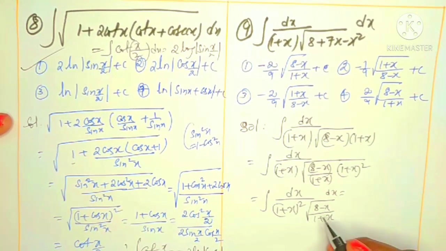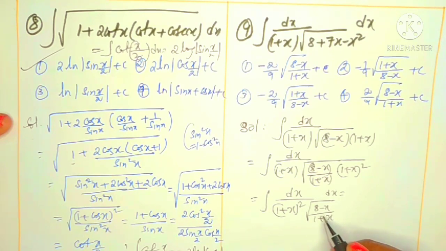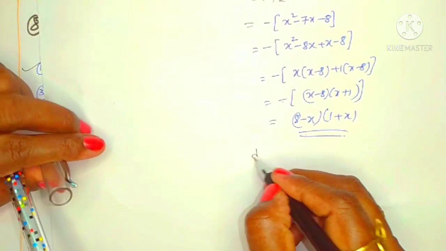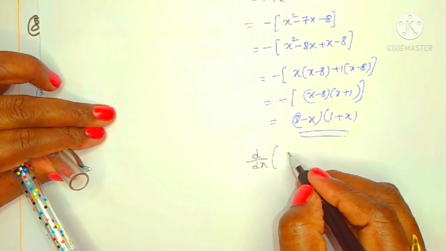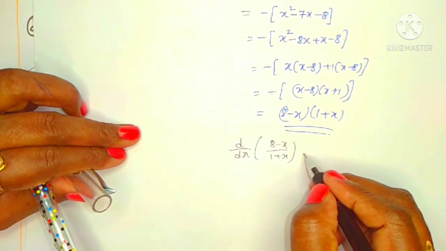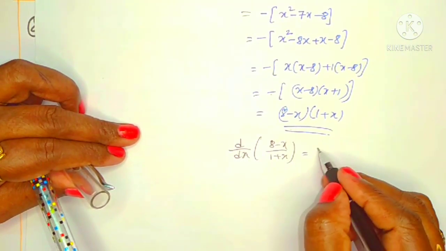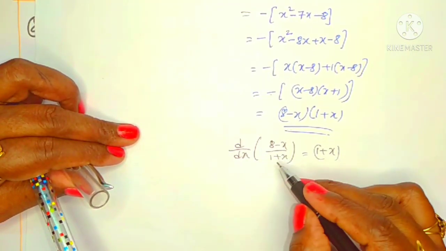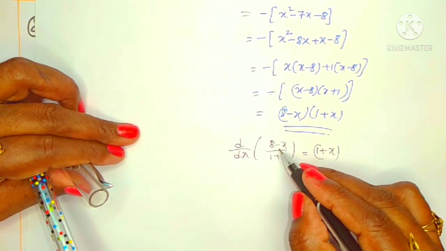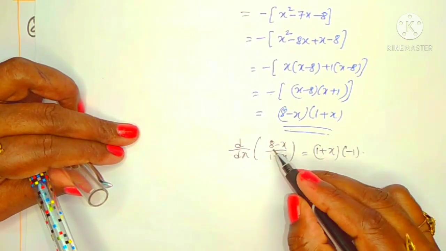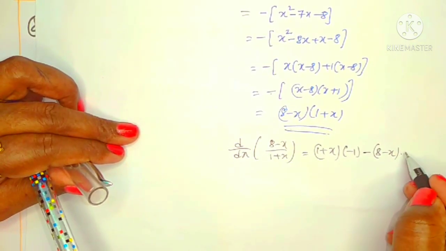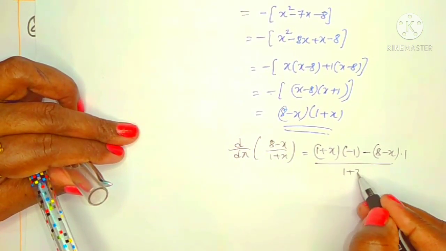Clear? Now we can observe what is the derivative of 8 minus x by 1 plus x. I am doing this as rough work. Do d by dx of 8 minus x by 1 plus x. What is that? U by v rule. V into u dash, that is 1 plus x into derivative of 8 minus x, which is minus 1, because the derivative of constant 8 is 0, with minus. Minus 8 minus x into derivative of 1 plus x, which is 1, by denominator 1 plus x whole square, right?